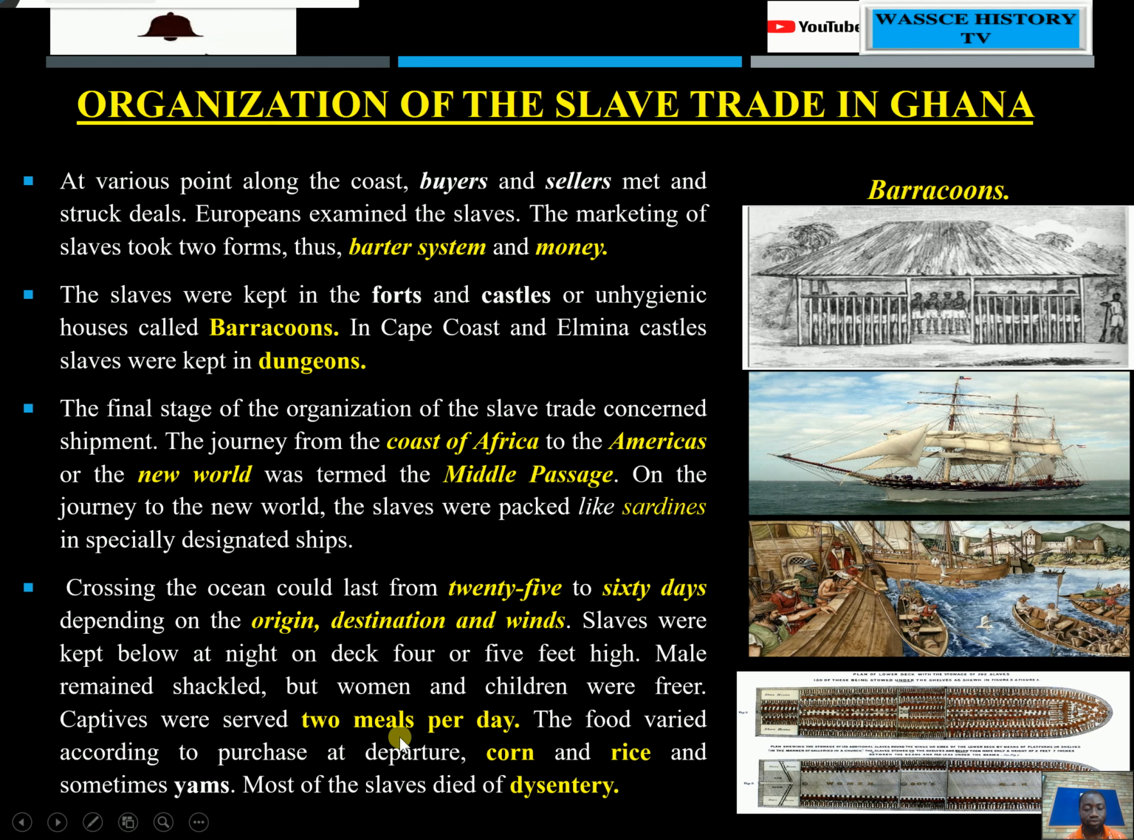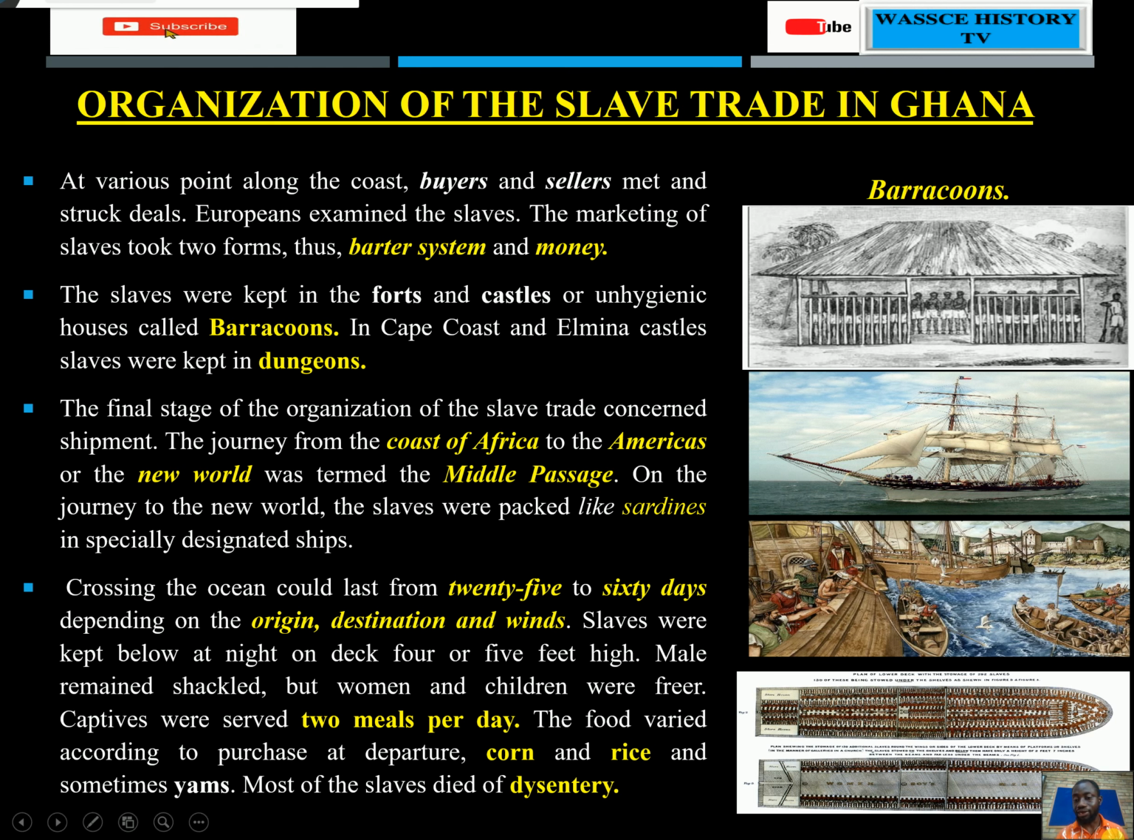And the males, of course, remained shackled, but the women and children were somehow free, though not in all instances. Again, according to the pictures, they also carried food. The food they normally ate was corn and rice, and sometimes yam. And most of these slaves died on the journey because of the unhygienic situations they found themselves in.